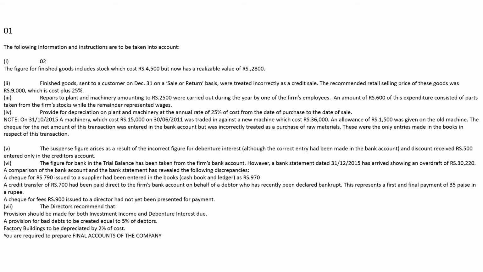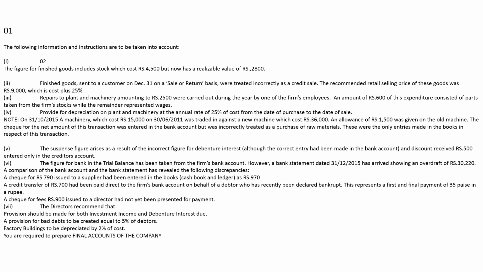Now what it says: the check for the net amount of this transaction was entered in the bank account, but was incorrectly treated as purchase of raw material. That is 36,000 minus 1,500, 34,500. A check was issued for 34,500 and it was recorded in the bank as purchase of raw material, whereas it is not a purchase of raw material but a purchase of machinery. So our raw material would have increased by 34,500. So we will decrease the raw material by 34,500.